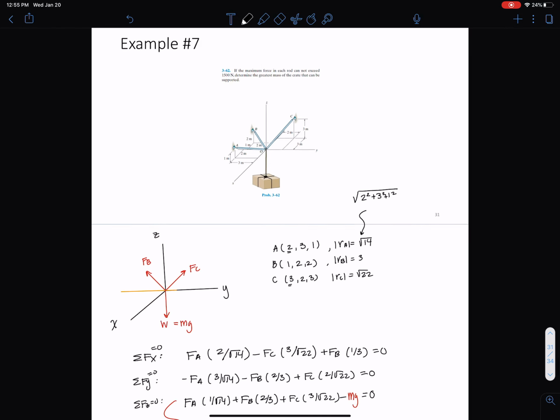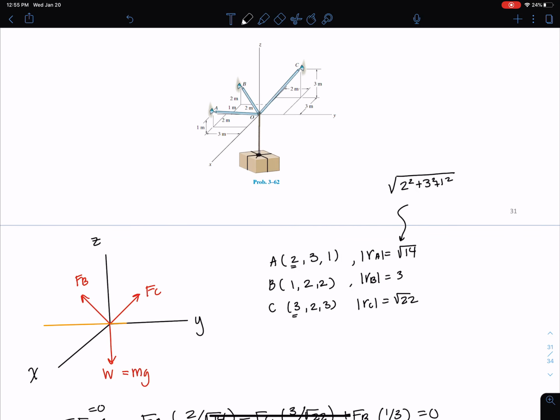And that's it. Okay? So you guys can continue practicing these problems from your suggested problem set. And then this is the last video for topic 3.